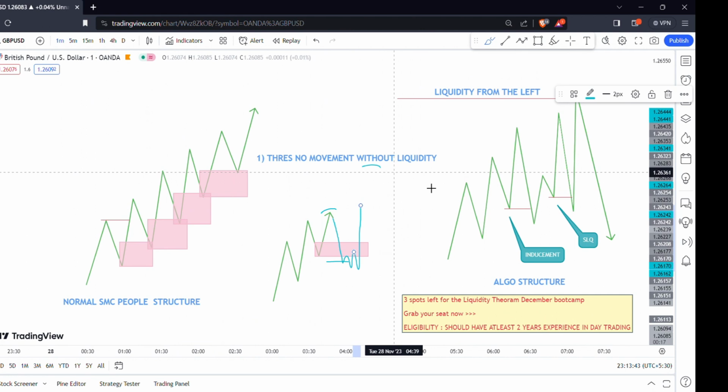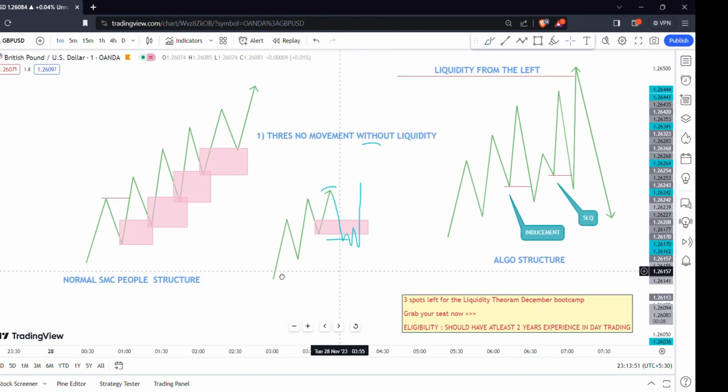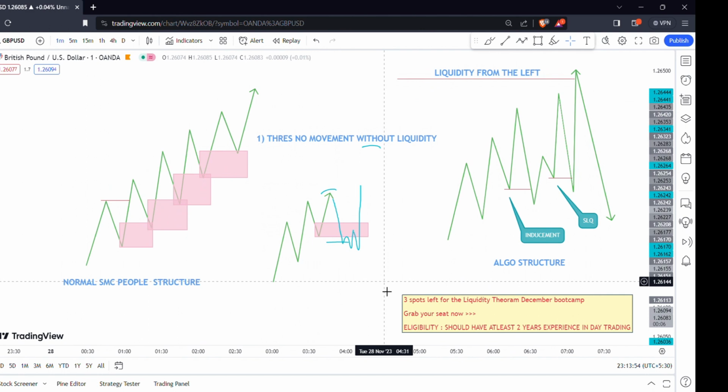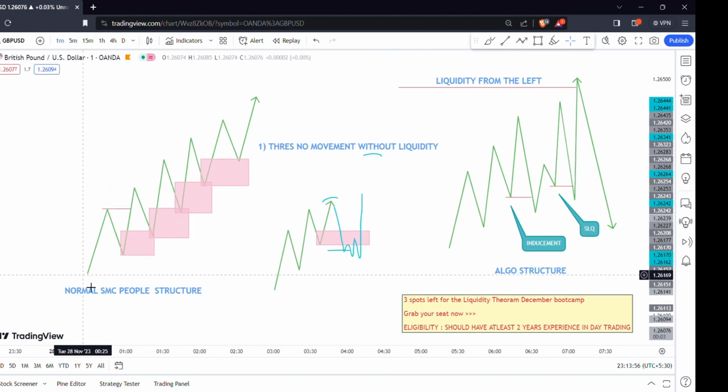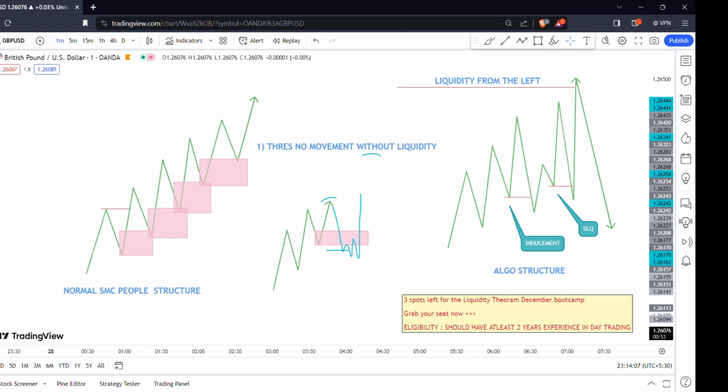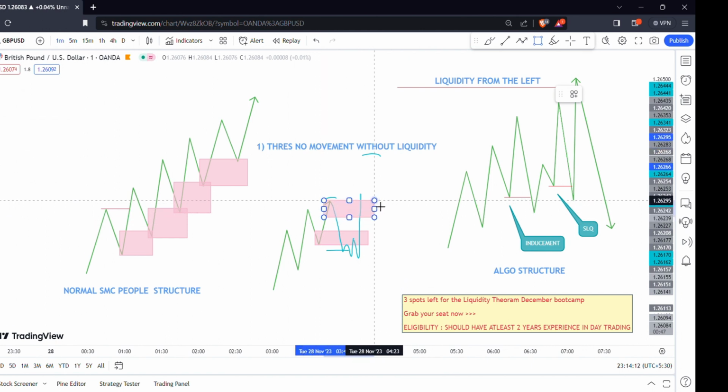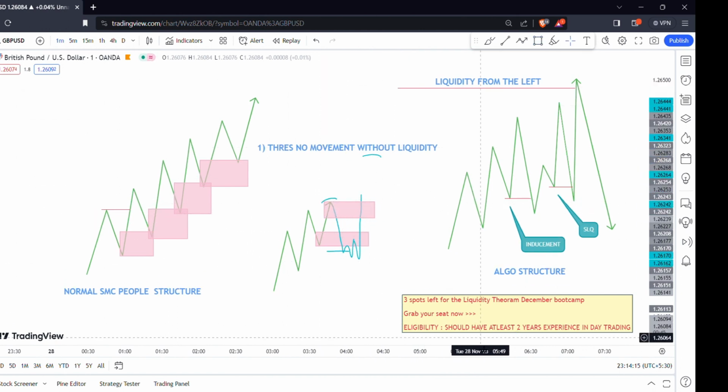This is the first basic important concept of the algo structure. No liquidity, no trade. That's it. Just remember that. So you understood what liquidity is, and also how the normal SMC people get wrecked in and out of the marketplace because they don't understand liquidity. When the market did the liquidity grab, they will think the market structure has shifted, and now they will sell the market. They got wrecked two times. This is how the smart money people get wrecked in and out, in and out.